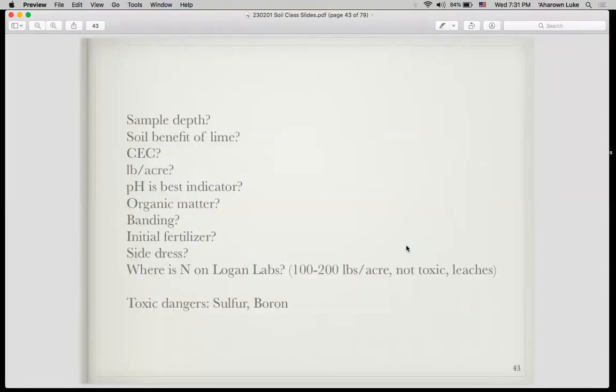Is pH the best indicator? No, it's got to be in conjunction with cation balance. What is organic matter? Organic matter is similar to clay in that it holds nutrients. It's got a negative charge to those particles, and so that can have a lot of cations attached to it.